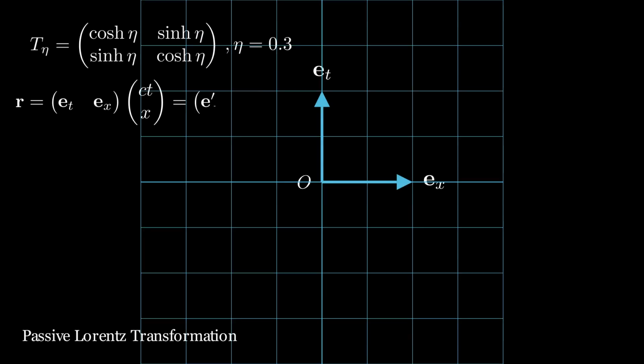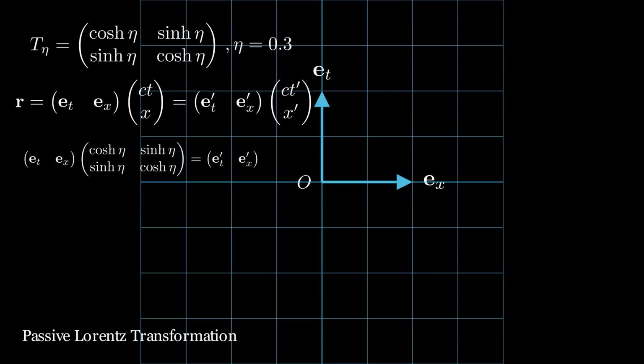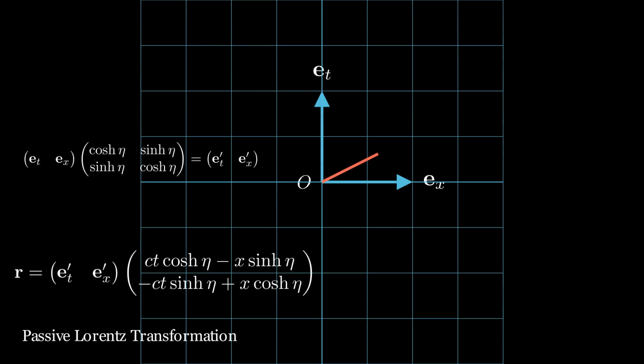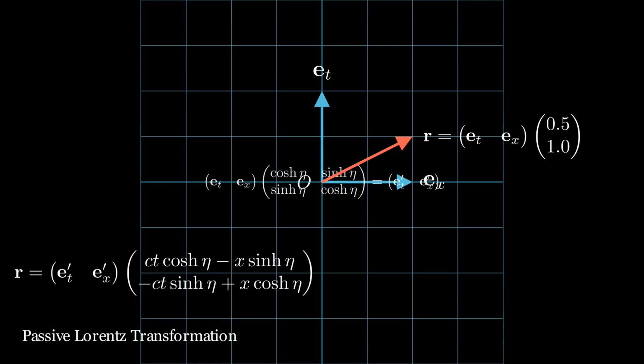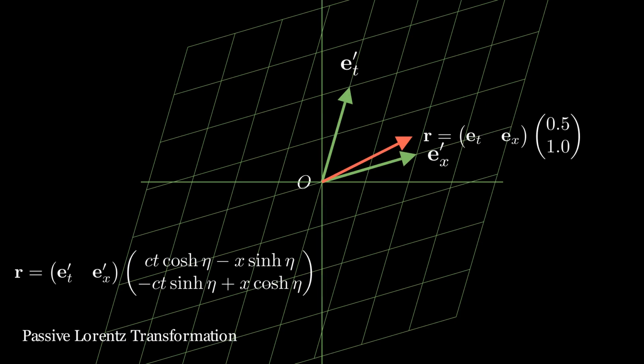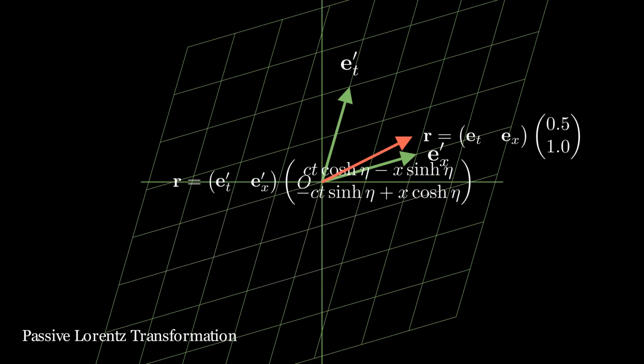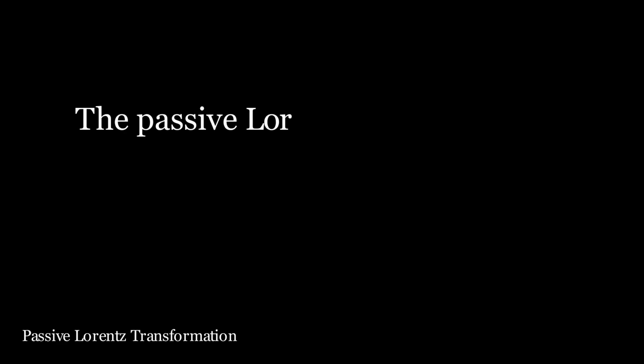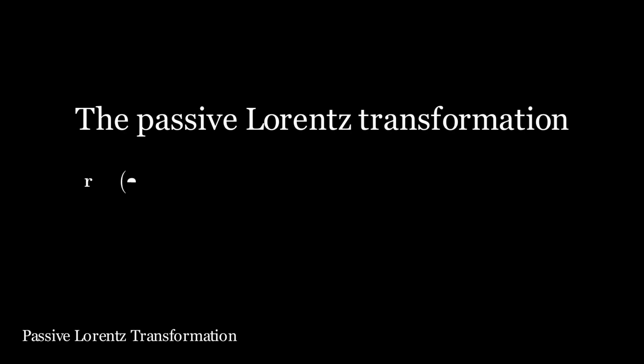Finally, let's consider the passive Lorentz transformation. This is the well-known Lorentz transformation. It is represented by the following inverse matrix. The transformation can be visualized as shown in this animation. This is what we call the passive Lorentz transformation.